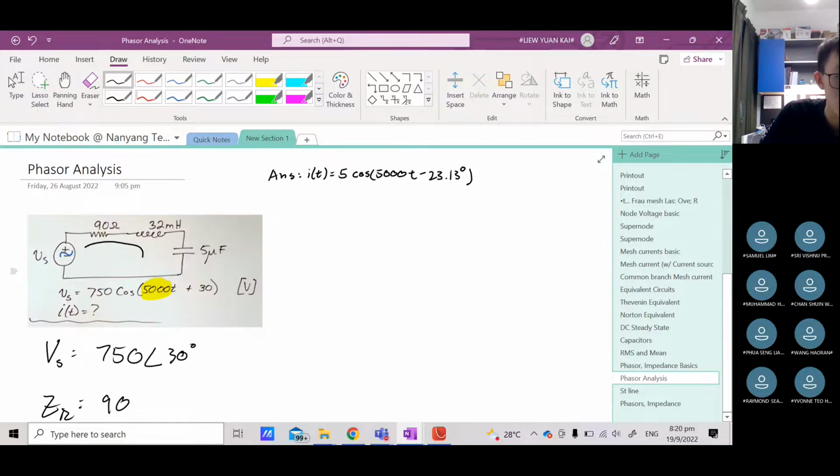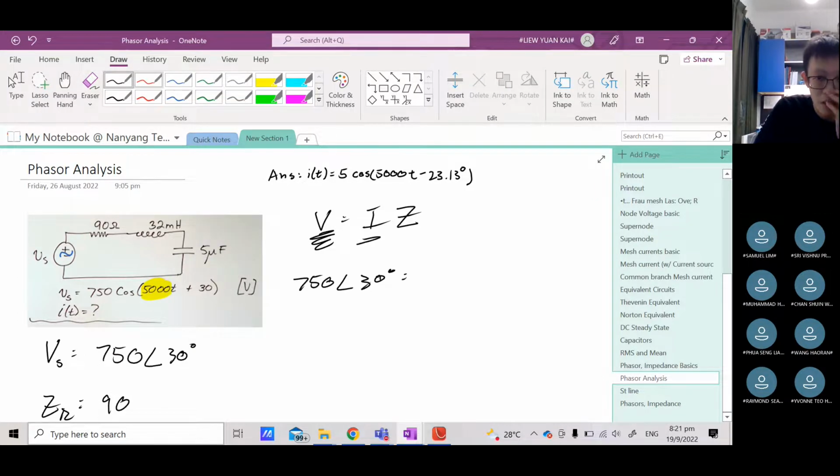Now, what do we want to do? We want to find the current through here, right? So let us use the Ohm's law, but for phasors. So Ohm's law says that V, which is this Vs, so V is equal to IZ, correct? So this V is this V that we got here from the start. So 750 at an angle of 30 degrees is equal to, the I is what we don't know. The I is what we want to find out. So I times the Z, this Z is actually Z total. So it is the total impedance of these three devices, the resistor, the inductor, and the capacitor. So we need to total them up.